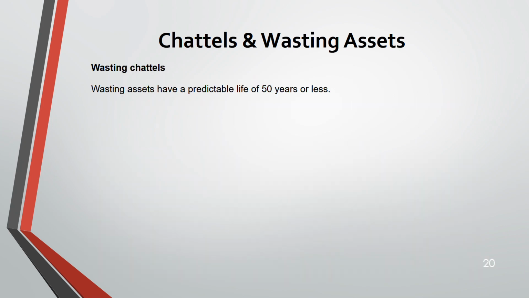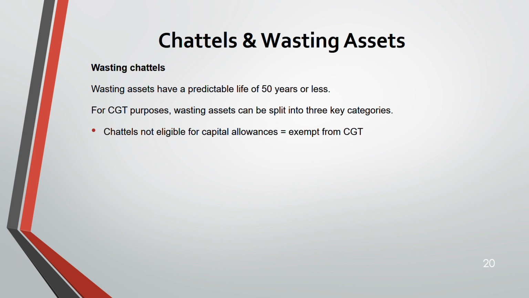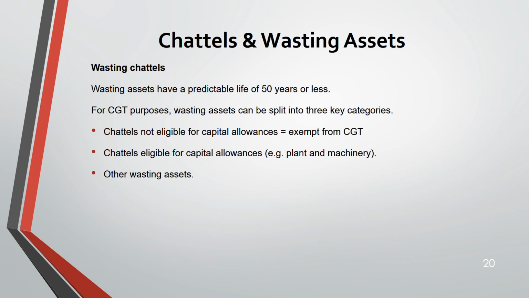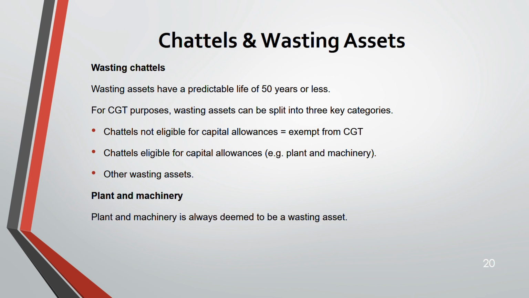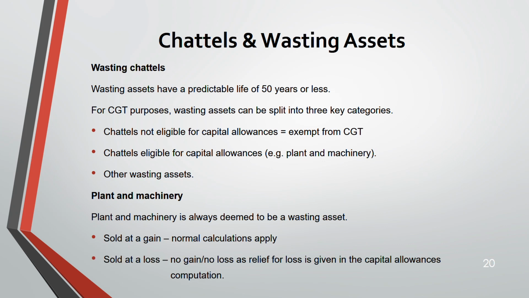Now, wasting chattels, 50 years or less. Wasting assets can be split into three categories. First category, chattels that are not eligible for capital allowance, exempt from CGT. Chattels which are eligible for capital allowance, plant and machinery. Other wasting assets. So we'll go through one by one, starting with plant and machinery. This is always deemed to be a wasting asset. If it is sold at a gain, then normal. If it is sold at a loss, no gain, no loss. Why? Because you will be given a relief. You will be given capital allowance on that plant and machinery.